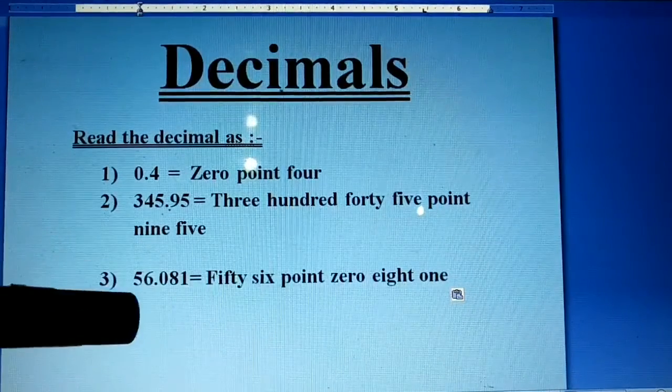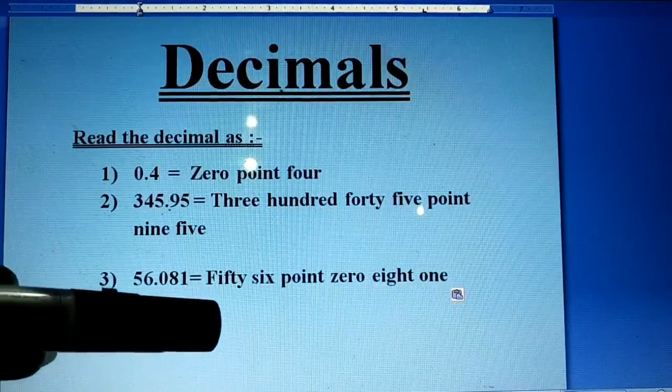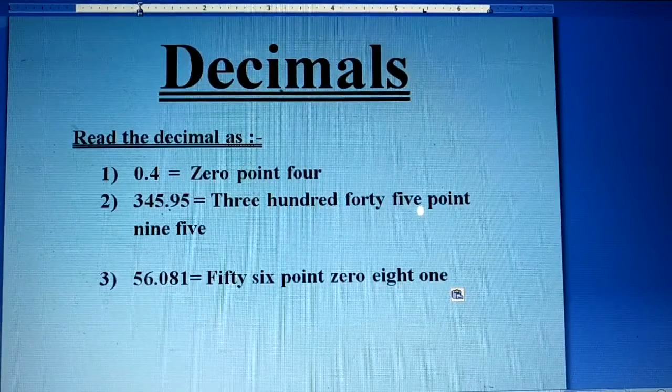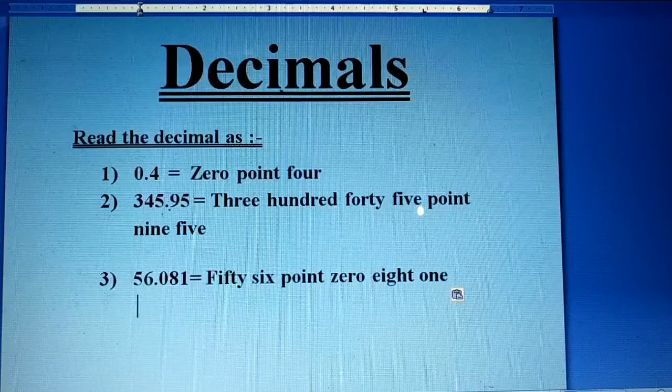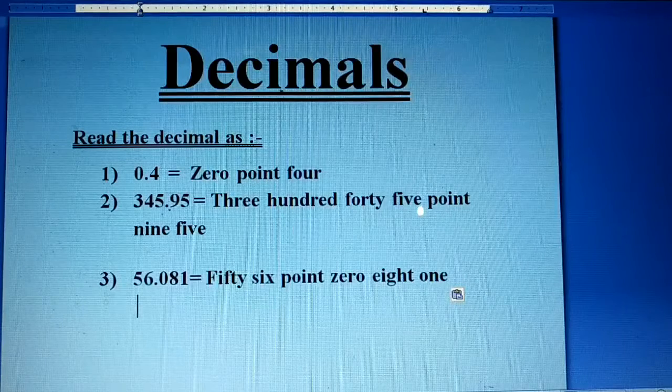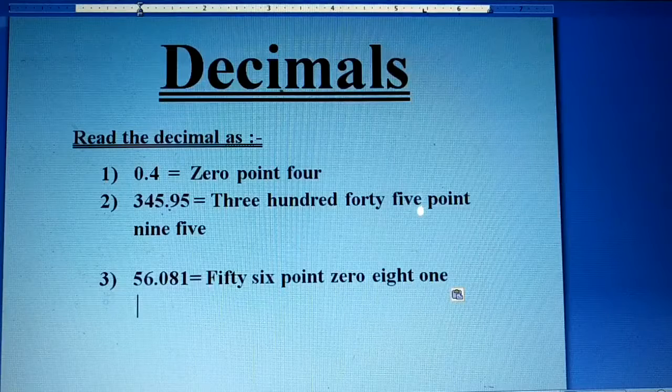Next number is 56.081. It is wrong to read it as 56.81. We will read it as fifty-six point zero eight one. Here I want to tell you that a decimal is another way of expressing a fraction.